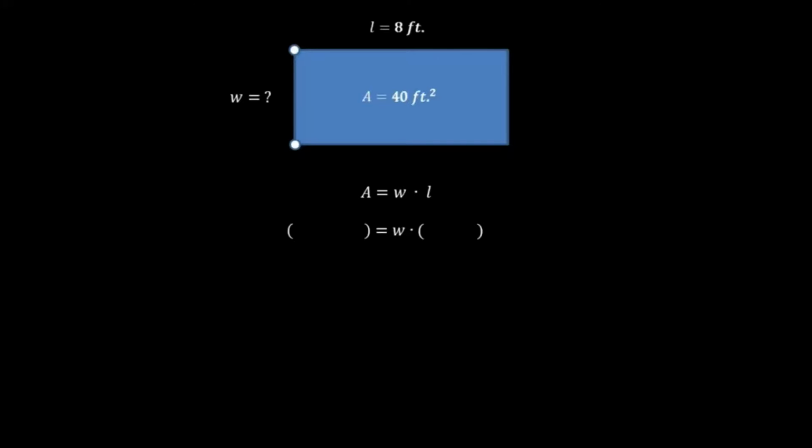To do this, we replace our variables by the values that we know they represent at this point in time. The area represents 40 feet squared, or 40 square feet. So we replace the A by 40 square feet. The length is 8 feet. So we replace L by 8 feet.